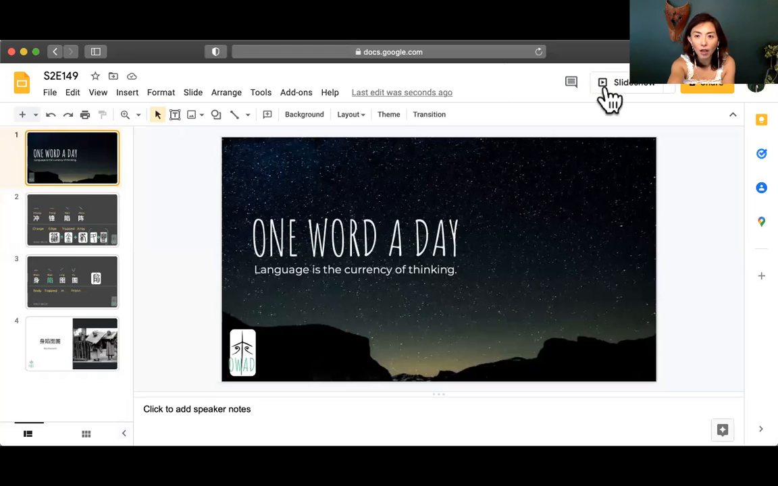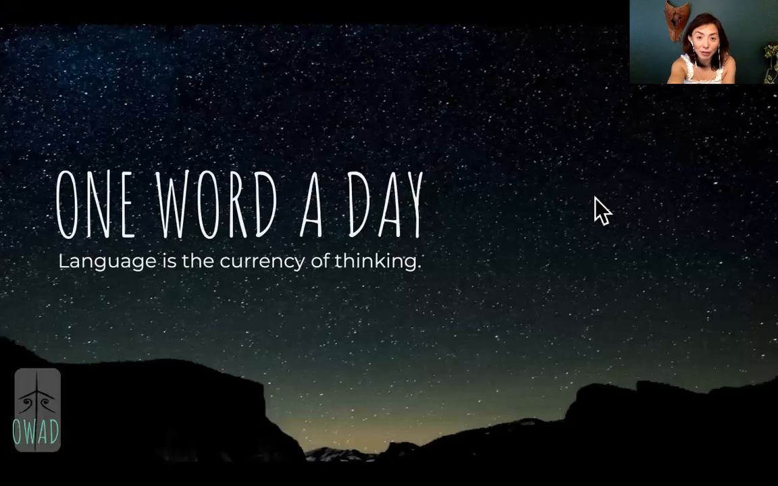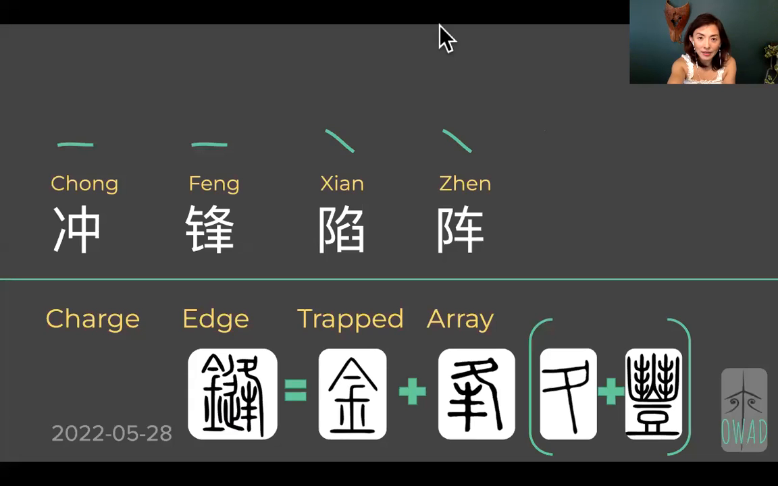We are going to continue on our flight into the universe of this amazing ancient language. We just learned 冲锋陷阵, which is a description of how a soldier is supposed to charge the front line of the enemy and disrupt, trap or break their formation, the array-like formation placement of the enemy.